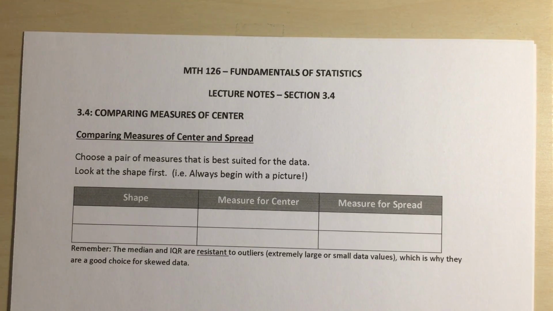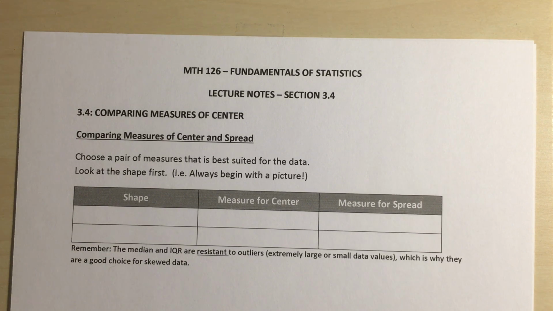So today we're going to talk about section 3.4 and we're going to talk about comparing our measures of center. So we're going to compare some different things between our mean and our median, which we've looked at in the last few sections. So when we are thinking about and trying to decide which type of measure of center we want to use, we want to choose a pair of measures that is best suited for the data, and we're going to look at the shape first.